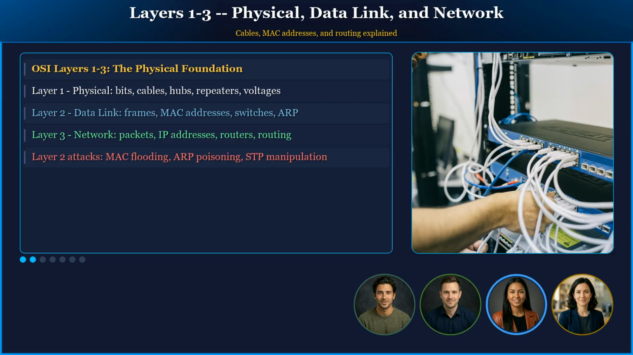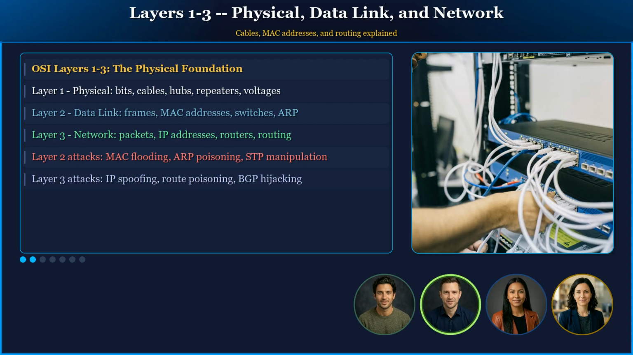IP security, as defined in RFC 4301, operates at Layer 3. It encrypts and authenticates IP packets, which is why IPsec VPNs protect traffic regardless of the upper layer protocols being used. IP spoofing and BGP route hijacking are the primary threats at this layer.